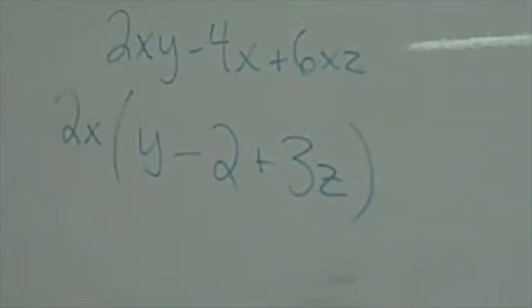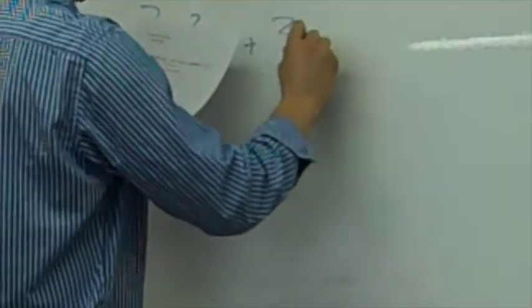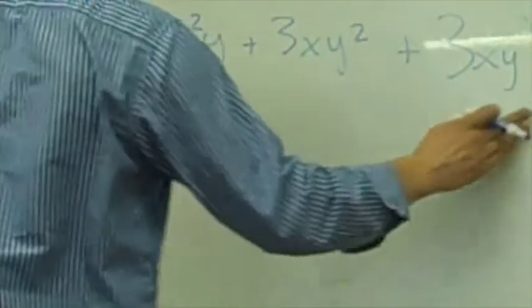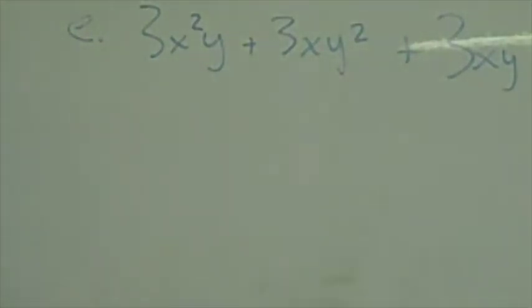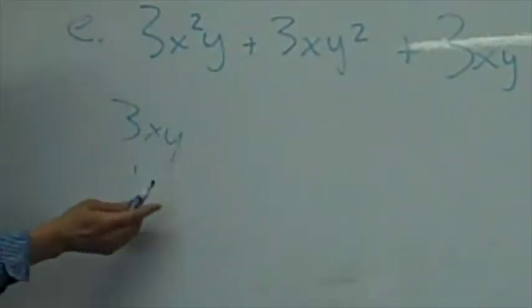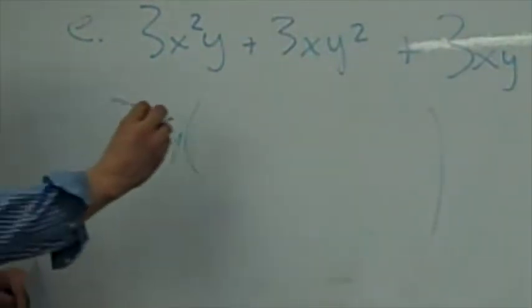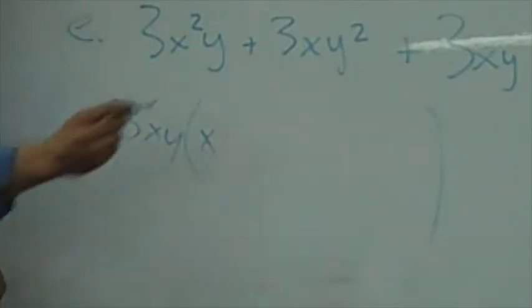Okay. 3x squared y plus 3xy squared plus 3xy. What is common in all of these three terms? There's a number and some variables. There's a 3, there's an x, and there's a y. There's still one x left there. And there's one y left, and there's nothing left.